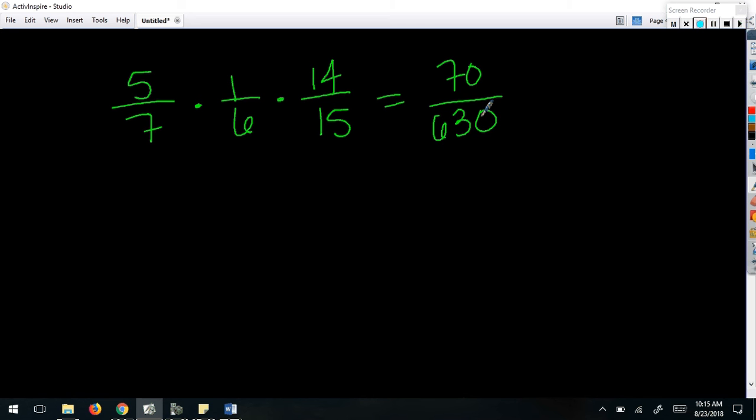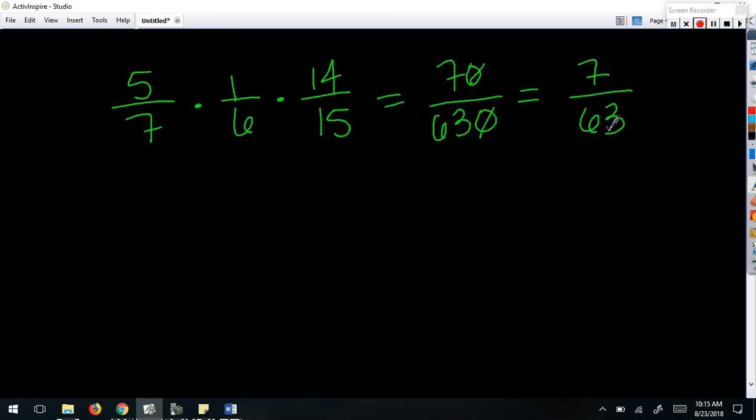Have any of you ever seen the little trick where if they both end in a 0, you can knock a 0 off? Because you're really just dividing by 10, right? I'm going to do that because these numbers are pretty big. So I get 7 over 63.